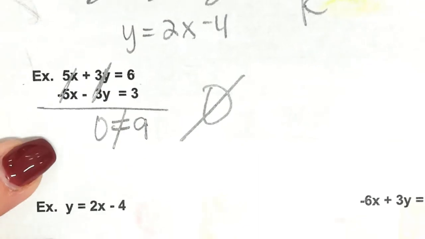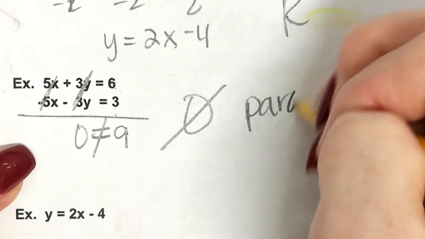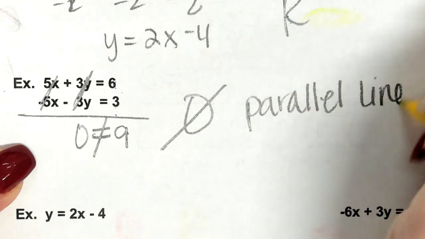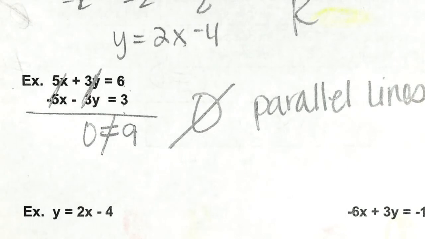Why is it no solution? What kind of lines would these be? These would be parallel lines. Meaning, if I put these in slope-intercept form, their slopes will be the same and their y-intercepts will be different. Are we okay? Next example.